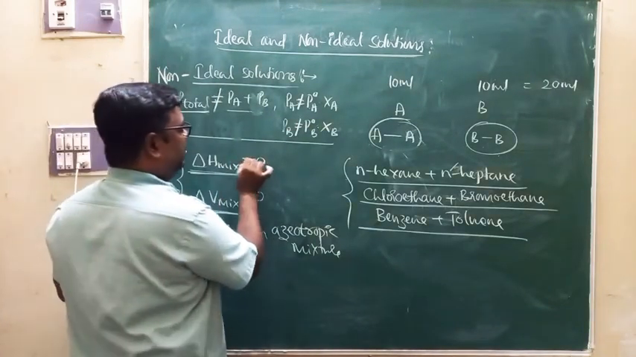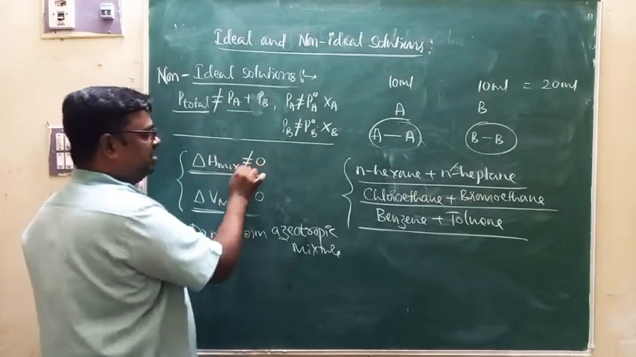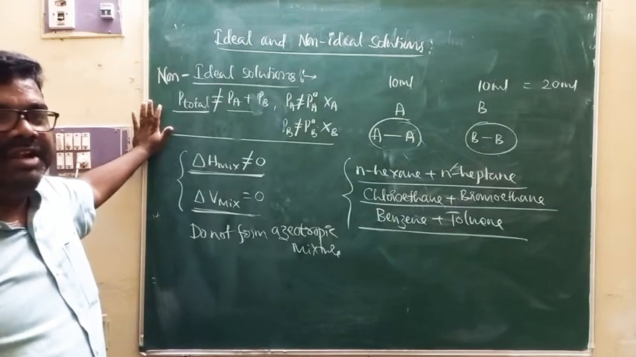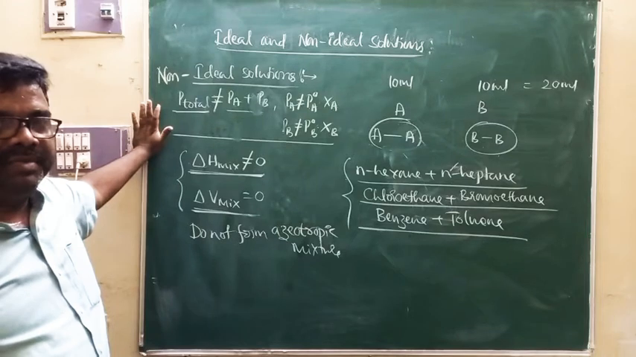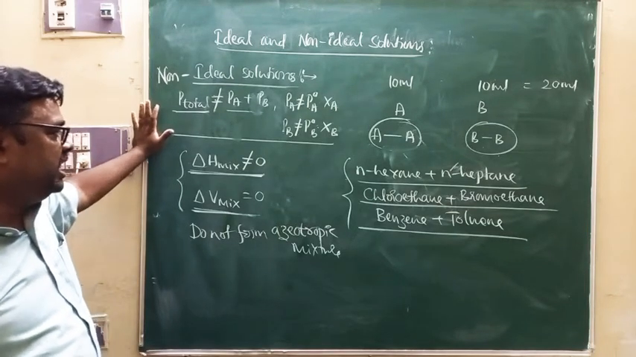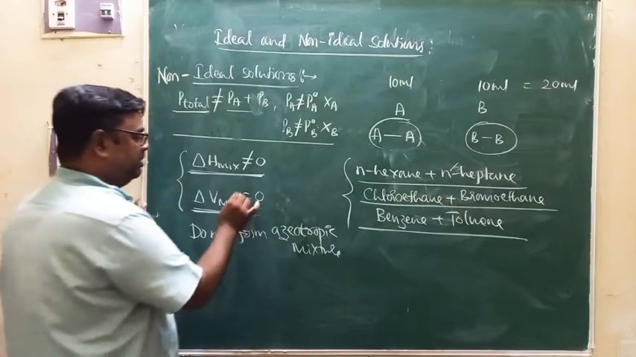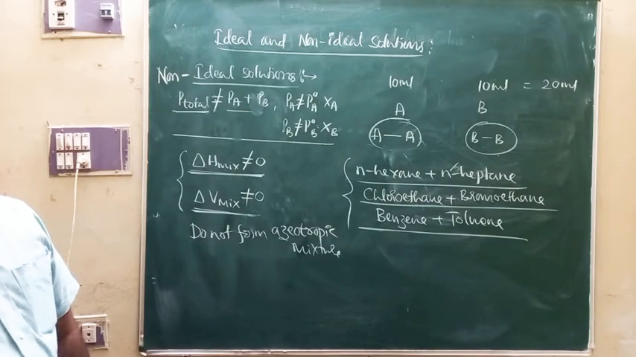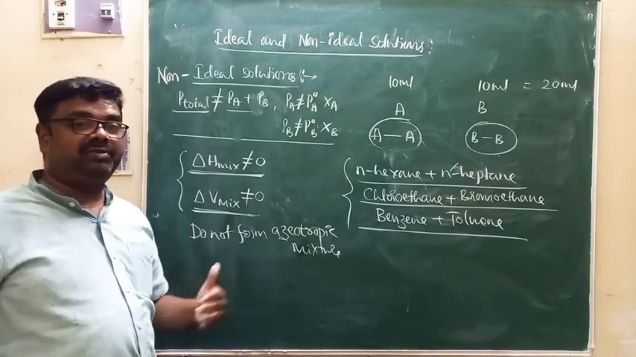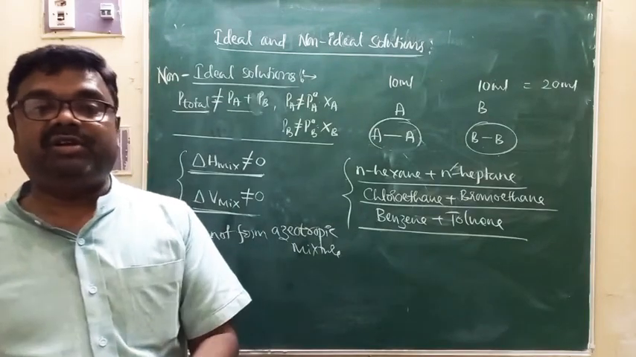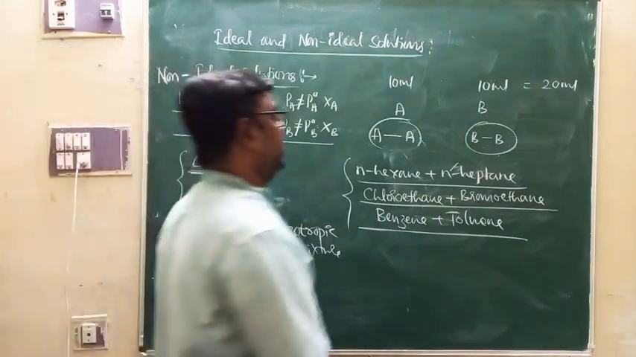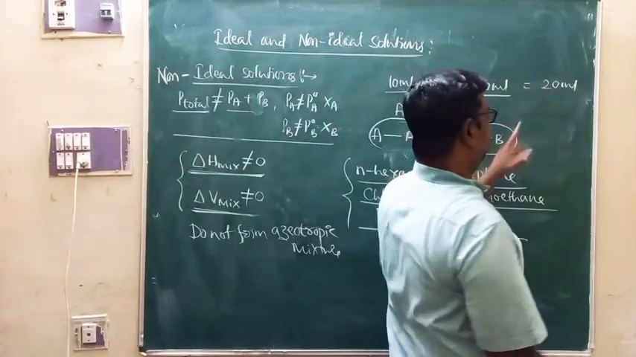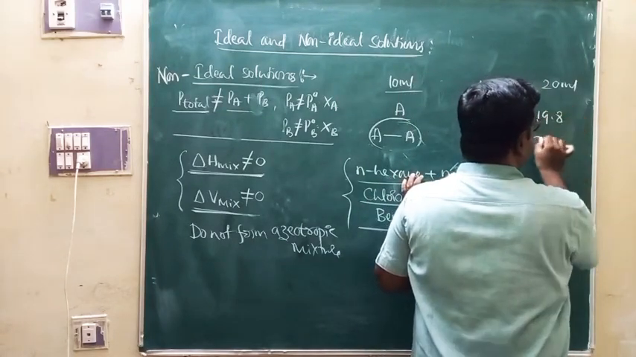That is the nature of non-ideal solutions. In the case of non-ideal solutions, delta H of mixing is not equal to 0. That means when two liquids are mixed, heat may be liberated or absorbed. Either the heat will be liberated or absorbed. That is, delta H of mixing is not equal to 0. And remember, in the case of non-ideal solutions, delta V of mixing is also not equal to 0. That is, the total volume of two liquids before mixing is not equal to the volume of solution after mixing. So, for example, I take 10 ml of A and 10 ml of B. Before mixing, total volume was 20 ml. After mixing, it may be 19.8 or it may be 20.2 ml.